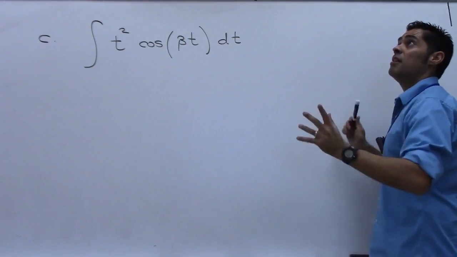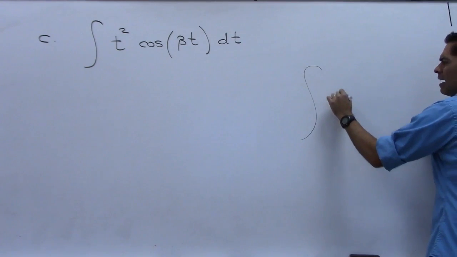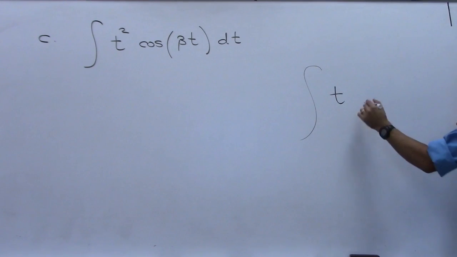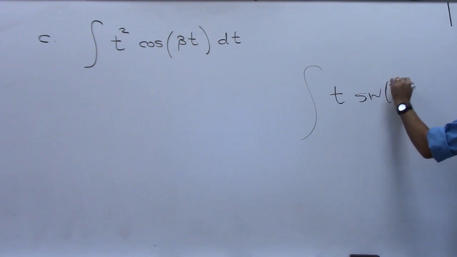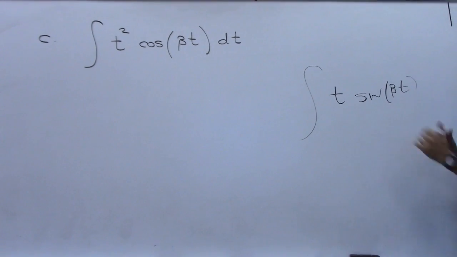So my new integral is going to have a t in there and then a sine of beta t, and there are some constants I have to worry about. Look at that integral right there. Are you going to be able to handle that? How? U sub is not going to work for that. What's wrong with that? Why isn't this one easy?